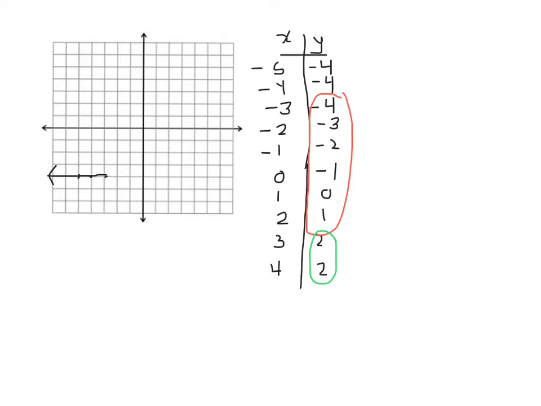Then for between -3 to +3, which is the red portion of our graph, we can see that that is a linear function because it's x to the first power, therefore it's going to be a straight line. So a straight line from -3, -4 to +2, 1.